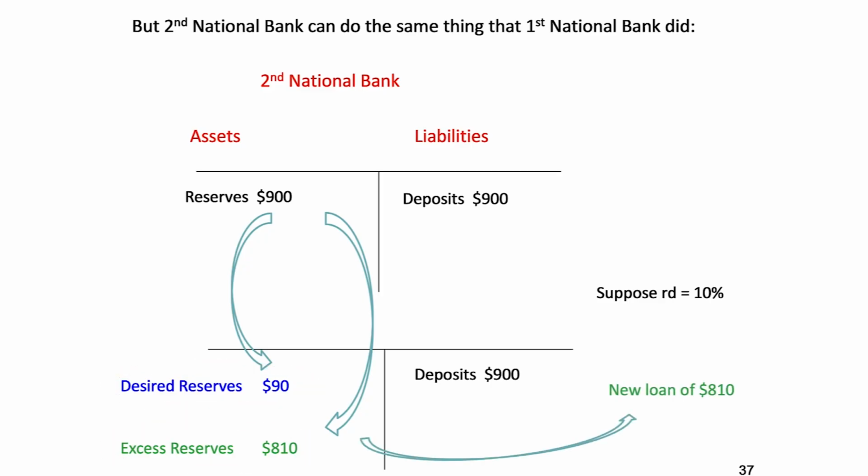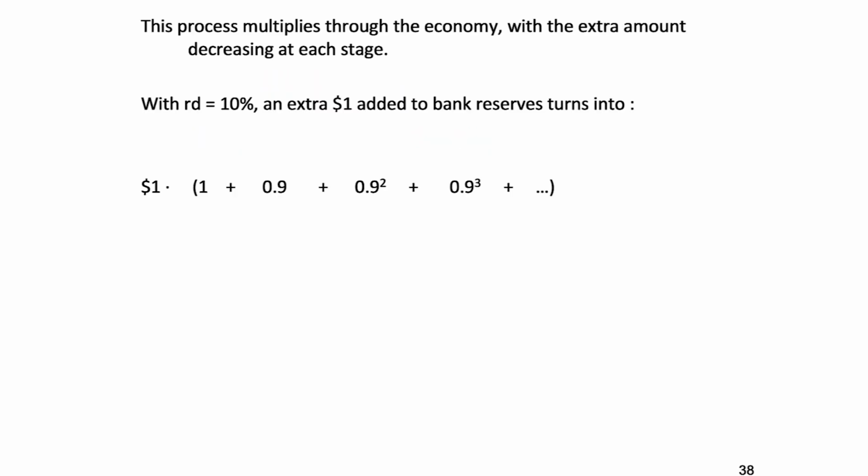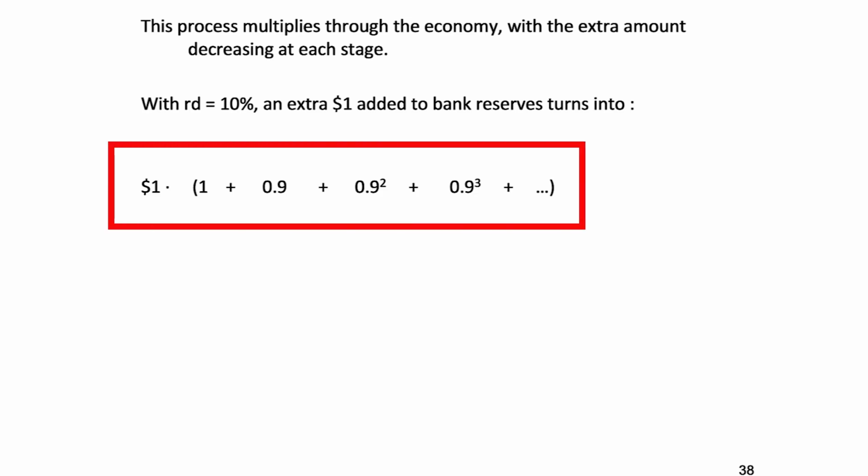Somebody's going to deposit that in another bank, and so deposits will go up in the Third National Bank by 90% and so on. If we keep repeating this process, each additional time deposits will grow by 90% of the previous time. 90% of 90% is 0.9 squared, 90% of 90% of 90% is 0.9 cubed, and so on. If we keep adding this, we end up with an infinite sum, a process that never ends, but every time we're adding a smaller number.